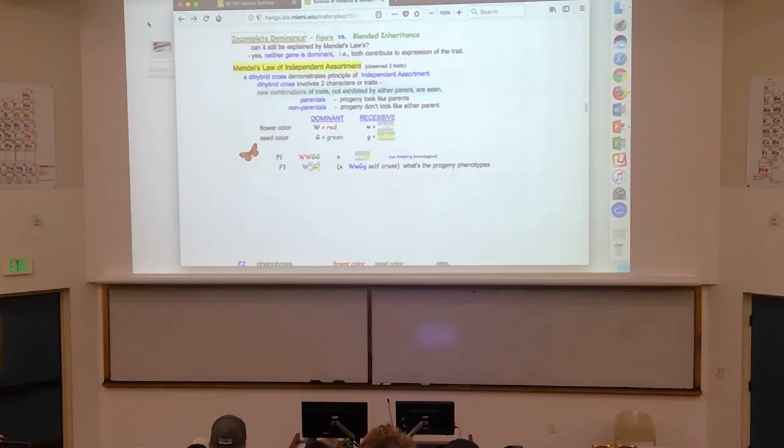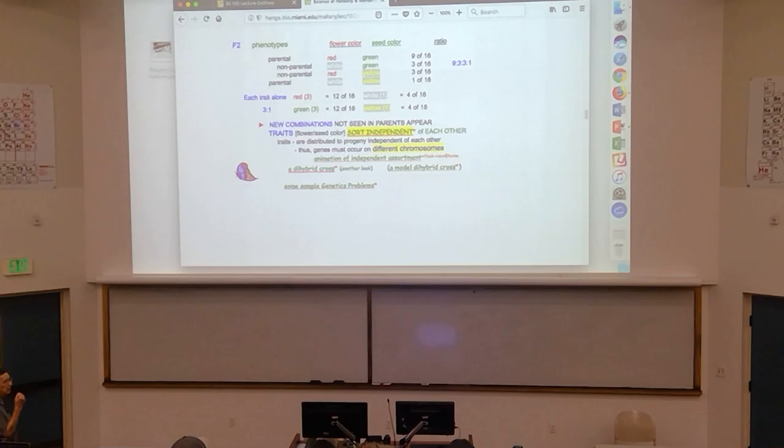And here's what the results are. I'm going to list each of the characters separate and independent, flower color and seed color. Here we have flower color. We have some reds and we have some whites. And here we have the seed color, greens and yellow, etc. And they do occur in very specific ratios. The ratio out of 16 progeny produced, make it a multiple, 10 times 16, 160 of them.